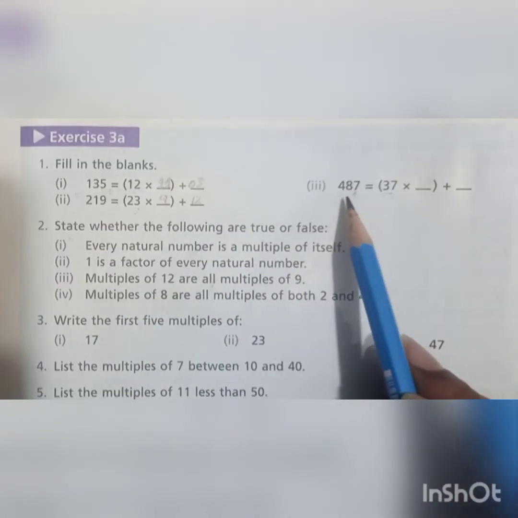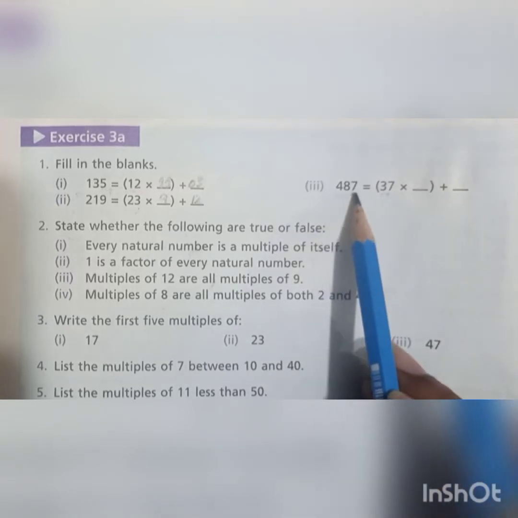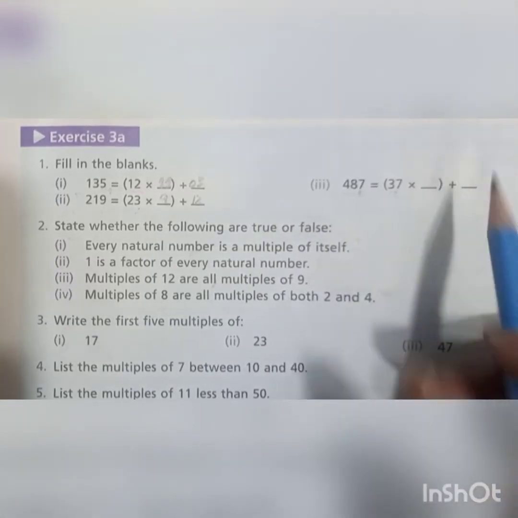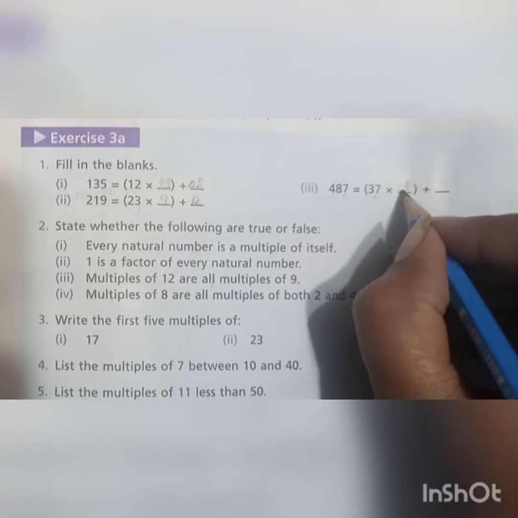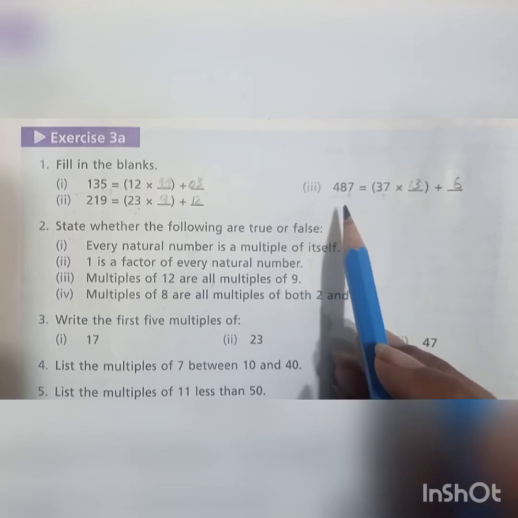Part number 3 is 487 is equal to 37 multiplied by dash plus dash. As we can see here, 487 is the dividend, 37 is the divisor, and by solving it the quotient is 13 and the remainder is 6. So also solve it yourself.